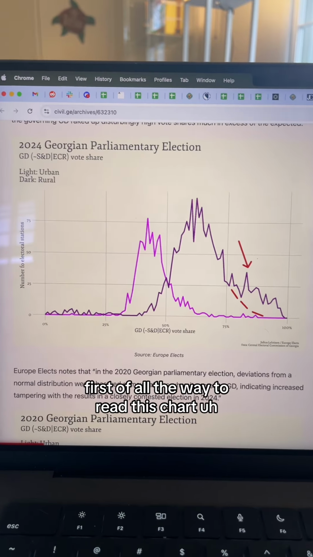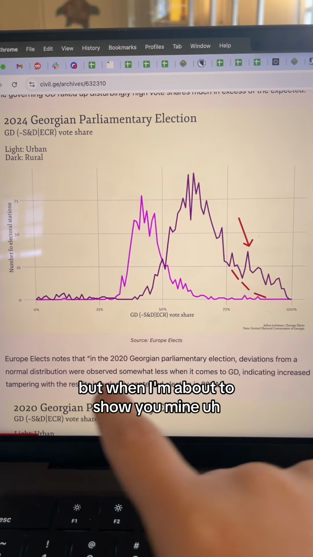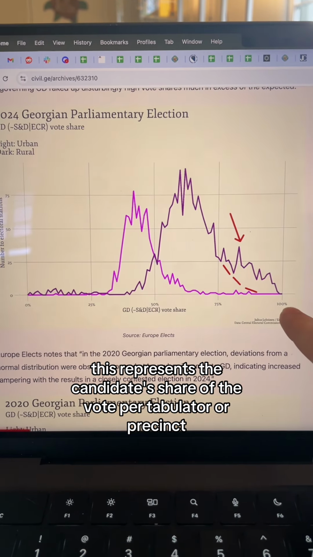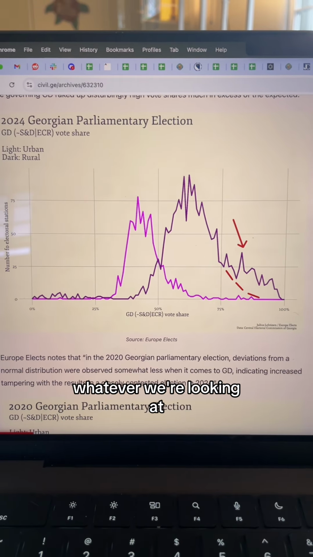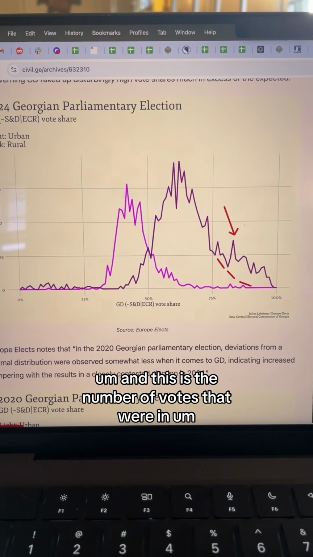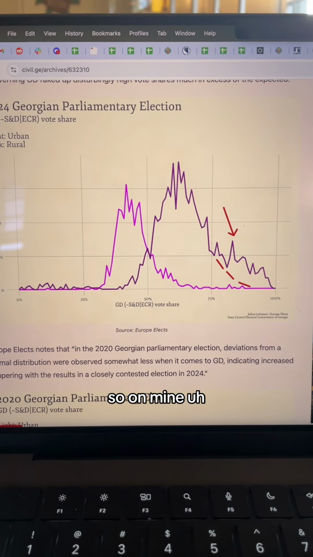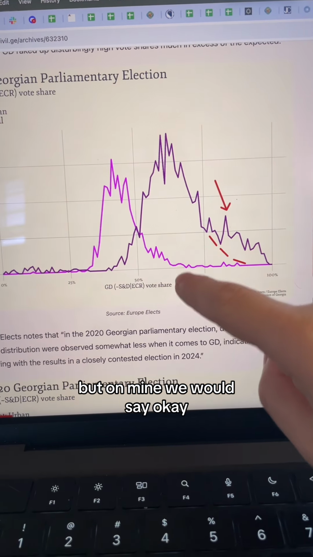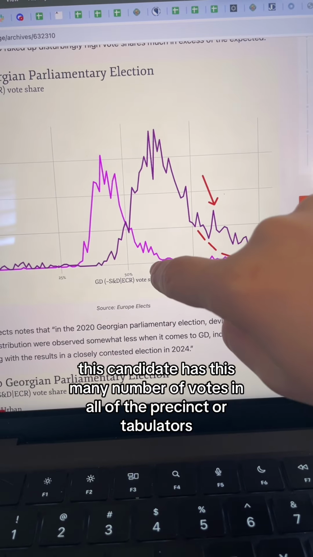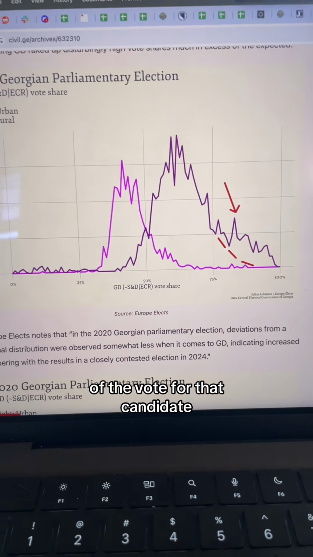First of all, the way to read this chart, I don't know how they do it, but when I'm about to show you mine, the way I've got it is this represents the candidate's share of the vote per tabulator or precinct, whatever we're looking at. And this is the number of votes that were in this percentage for that candidate. So on mine, we would say this candidate has this many votes in all of the precincts or tabulators where there's about 55 or 60% of the vote for that candidate, okay?